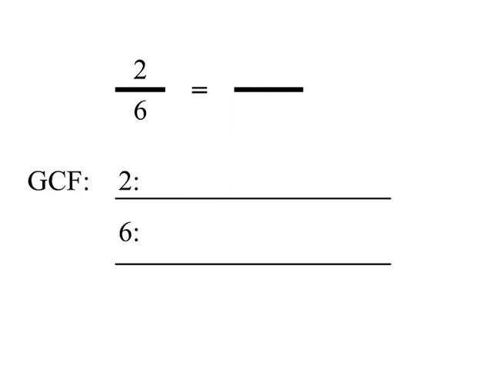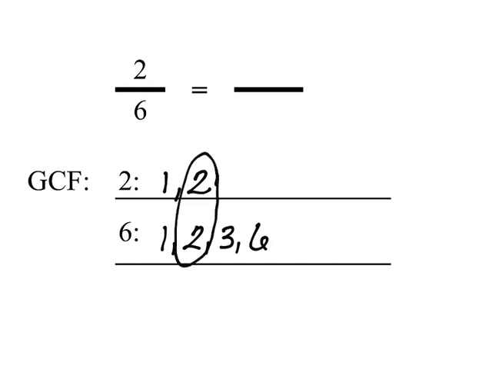Now, when we move on to looking at actually simplifying a fraction, here's my fraction. 2 is my numerator and 6 is the denominator. So I'm going to take both numbers, 2 and 6, and I need to list all their factors. 2 is 1 and 2, and 6, of course, is 1, 2, 3, and 6. They have 1 and 2 in common, and the greatest common factor is 2.